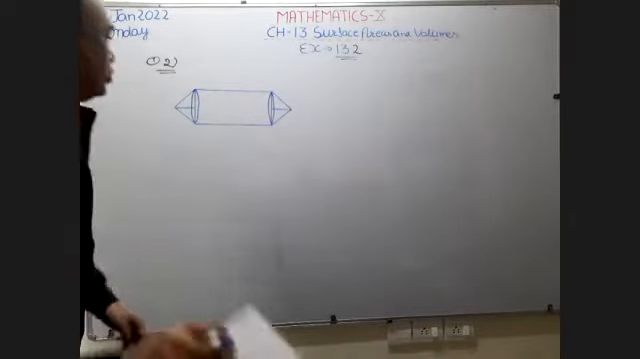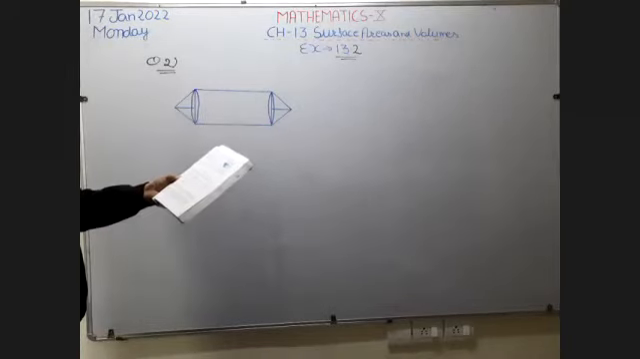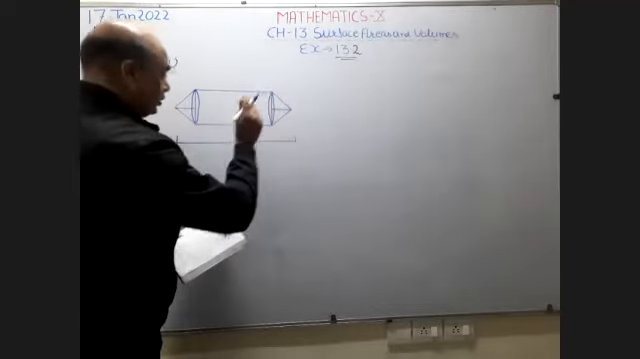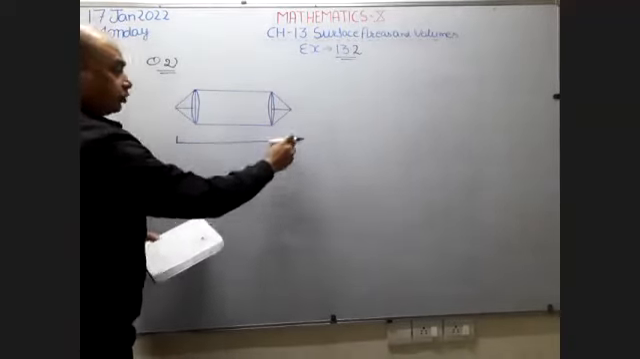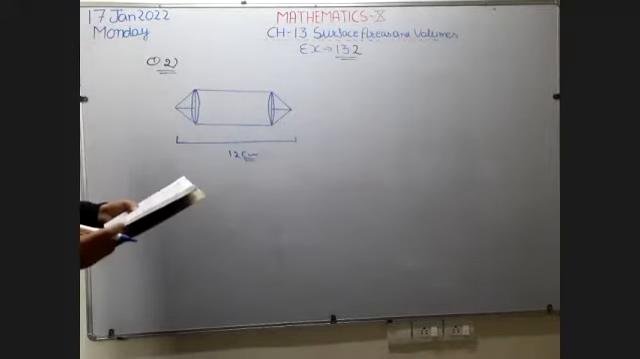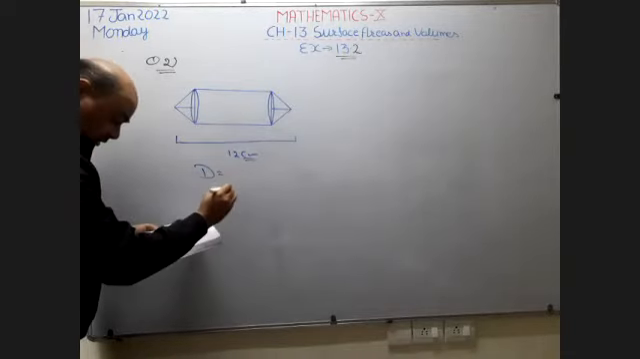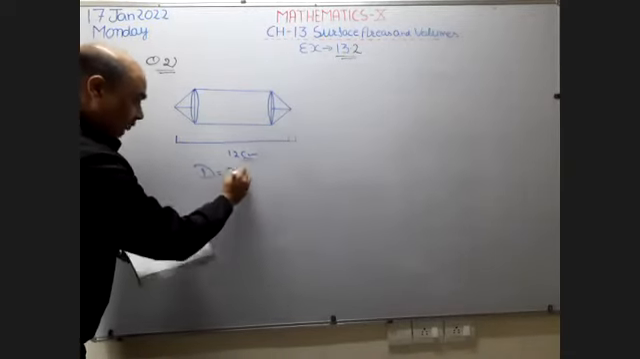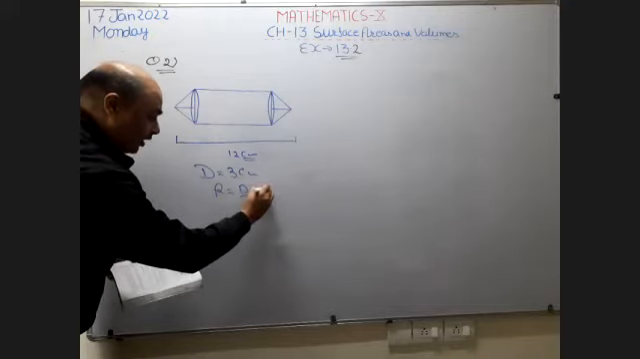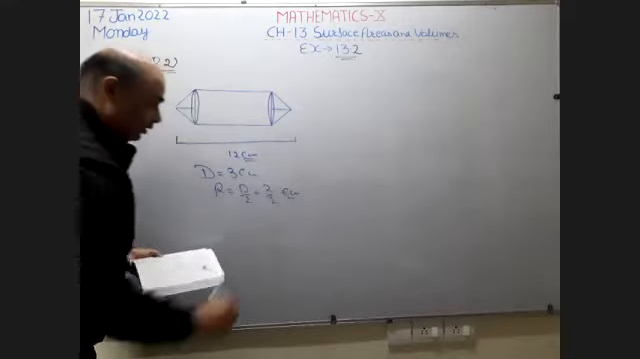Now what is given in this question? The total length of this model is given as 12 centimeters, from this end to this end. The diameter of this model is given as 3 centimeters. If the diameter is 3 centimeters, the radius becomes diameter upon 2, so this is going to be 3 by 2 centimeters.